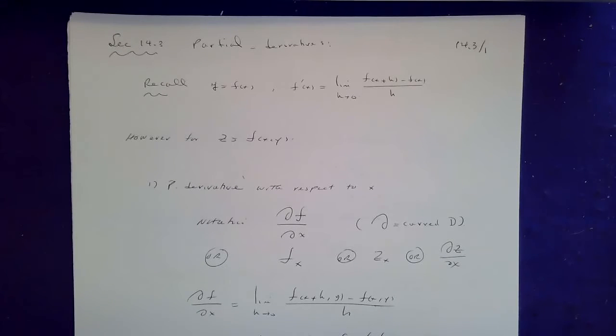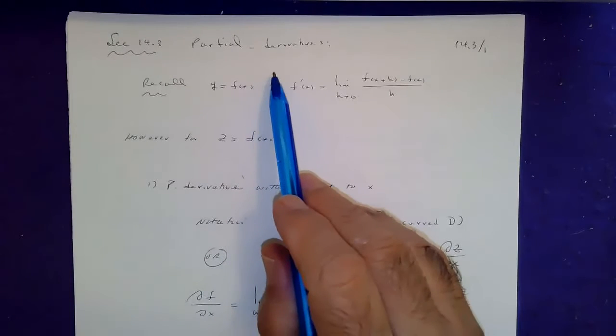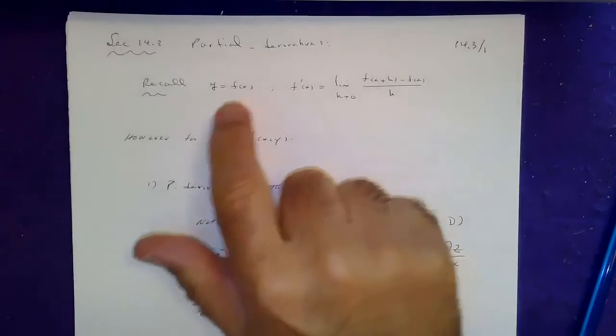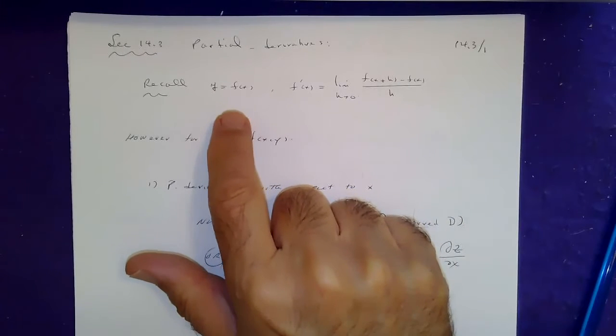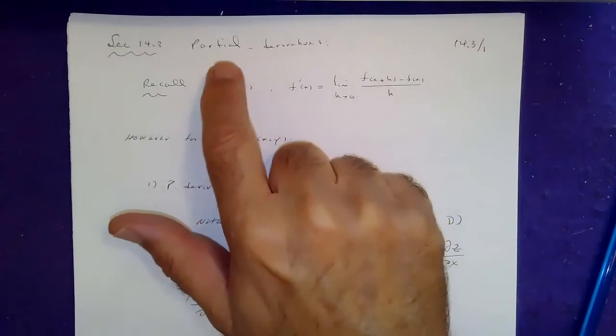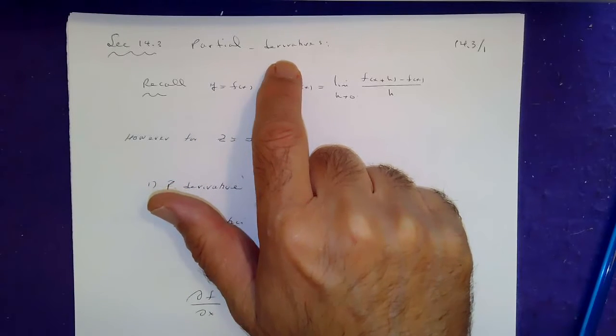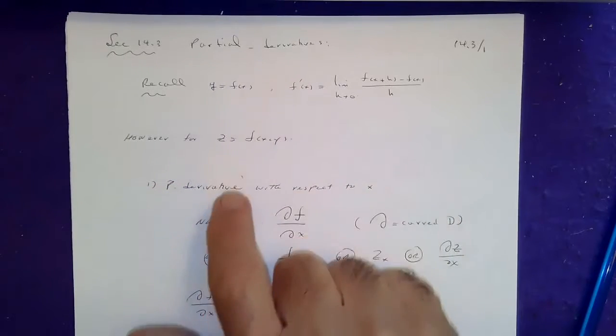Section 14.3, partial derivatives. Notice this is not the same as the total derivative for single-variable functions. Because the function involves multiple variables, we cannot call it a derivative. We have to call it a partial derivative, and you will see in a minute why it's partial.